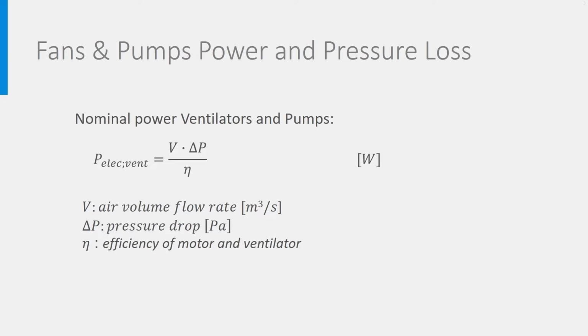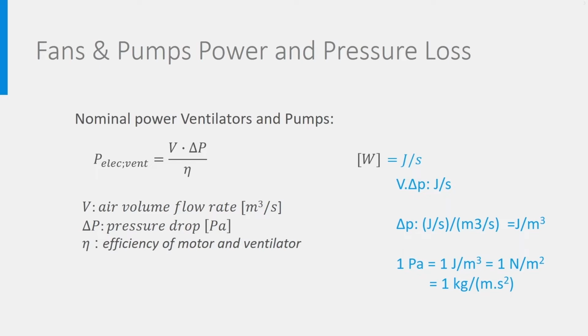Realize first that pressure can be seen as energy per unit of volume. You see it in the equation. V times delta P is in watt, which is the same as joule per second. As V, the volume flow rate, is in cubic meter per second, delta P has the unit of joule per cubic meter, so pressure is volumetric energy.